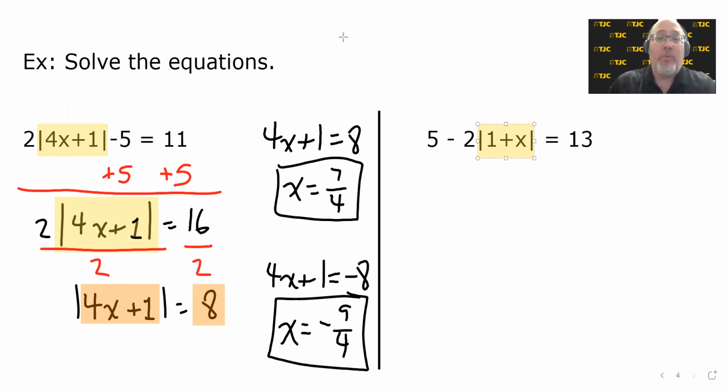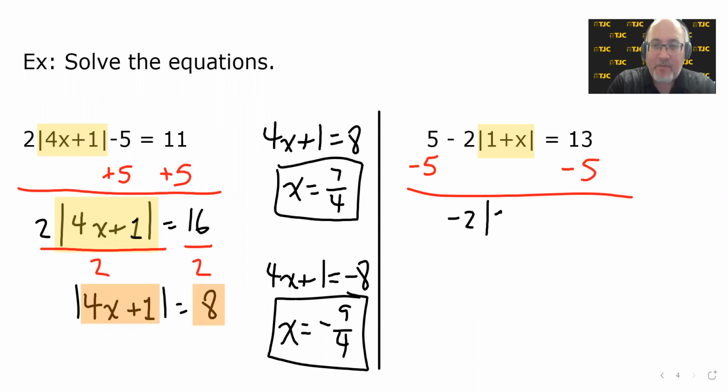Do you remember which one we get rid of first? A good rule of thumb is to get rid of the thing further away. The thing further away from the absolute value is the 5. Since it's part of an addition/subtraction problem and the 5 is positive, we would need a negative 5 to cancel. That would leave on the left negative 2, absolute value of 1 plus x. And on the right, we get 13 minus 5, which is 8.